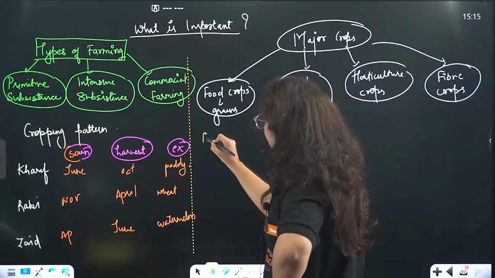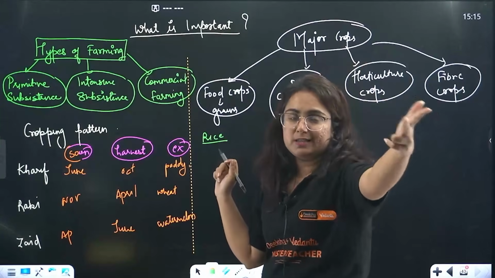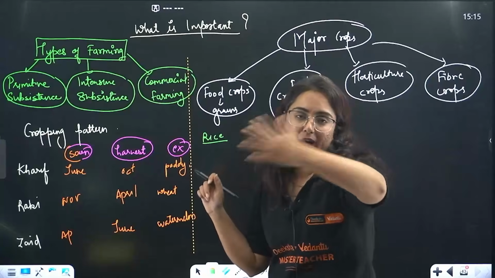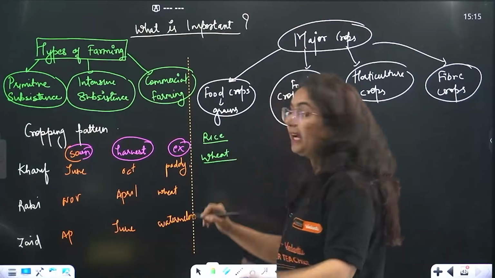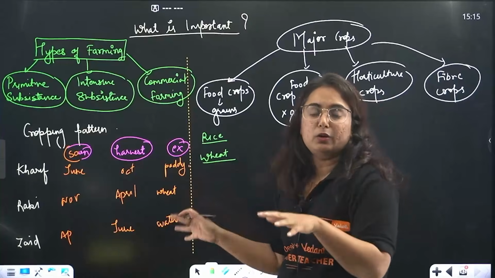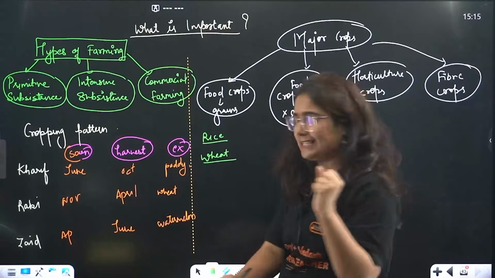First of all, rice, staple food of India. India is the second largest producer. It is a kharif crop. High rainfall is required in the states. Then what we learned? Wheat is a rabi crop, being grown largely in northern India. It requires rainfall between 50 to 75 centimeters.